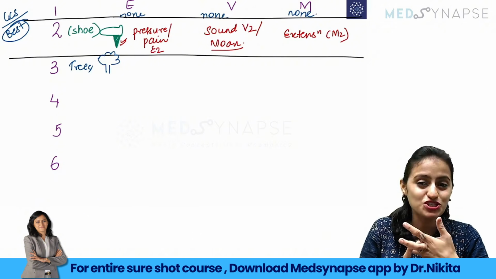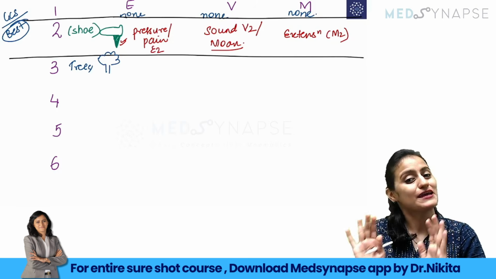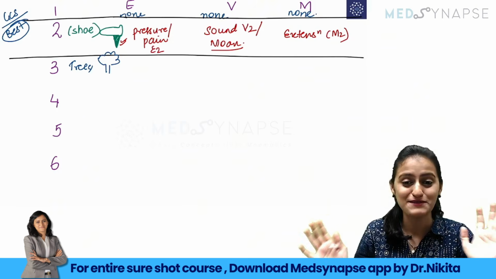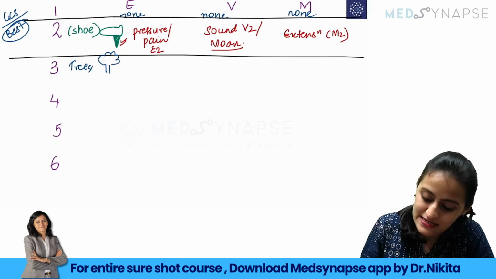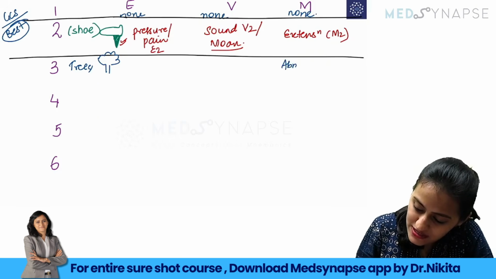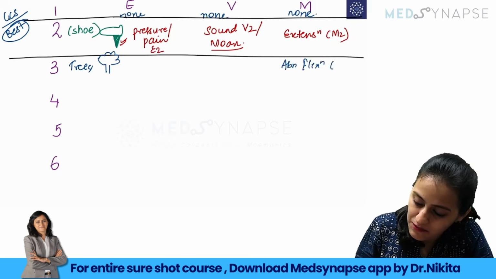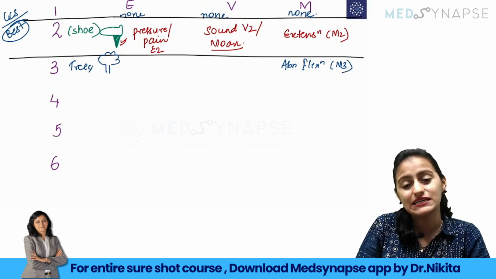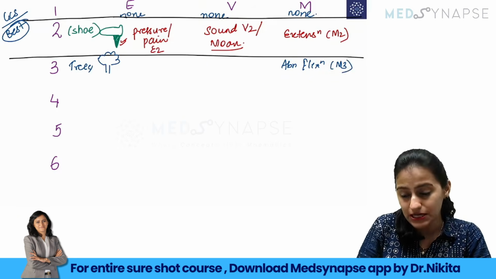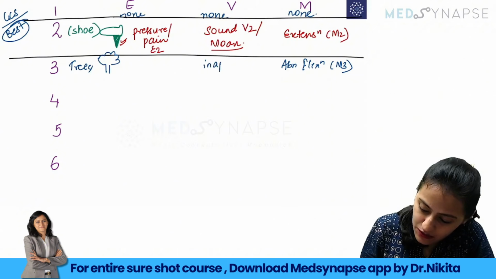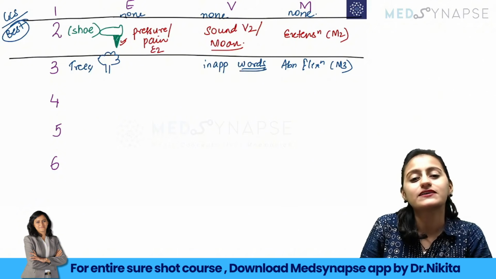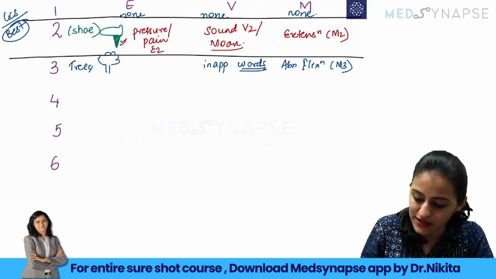And in what position are they sitting under the tree? In abnormal flexion. Okay, they are cuddling up and they are sitting in abnormal flexion. So abnormal flexion is the M3. Abnormal flexion under the tree, that is 3, M3. And they are talking in code language, that is inappropriate words. Okay, that is words here, V3.